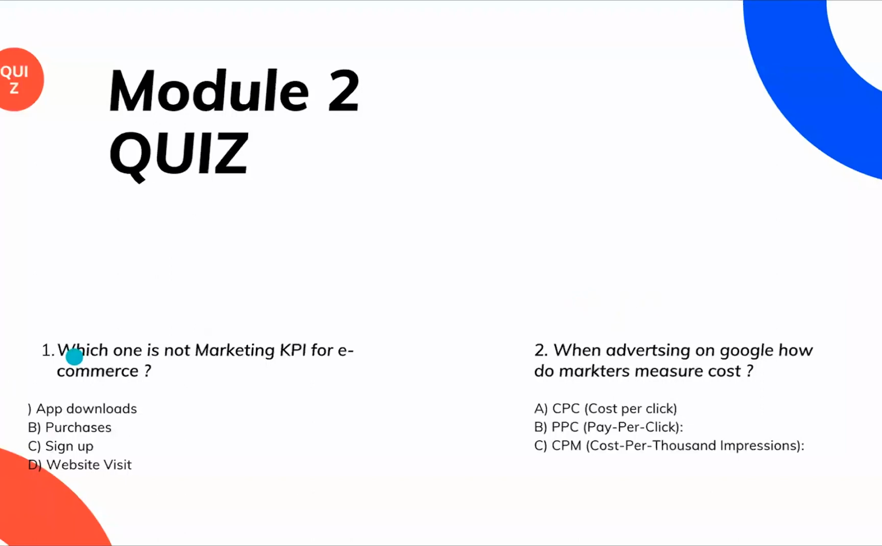So now, it's going to be time for a quiz. There are going to be four questions. The answers, as we do all the time, are going to be in the chat. You're going to have about a minute to think about it. The first question is, which one is not a marketing KPI for e-commerce? So we are running a marketing campaign for an e-commerce website, which sells products online. Which one is not the right KPI you're going to track? Number one is app download, purchases, sign up, and website visit.